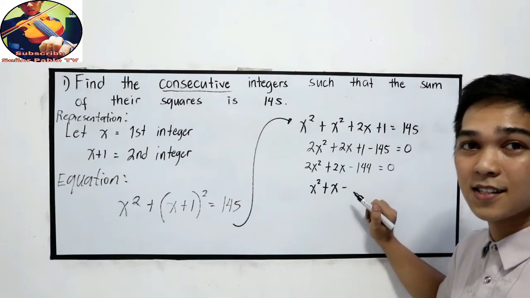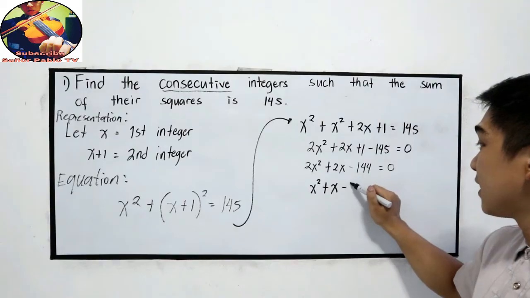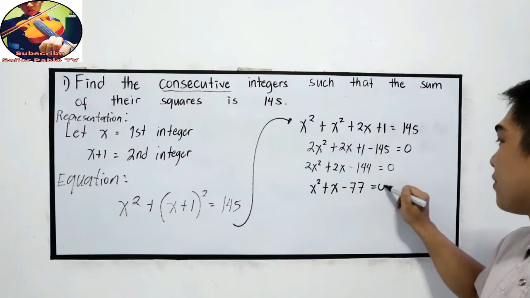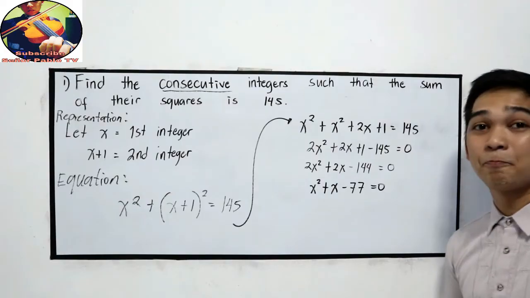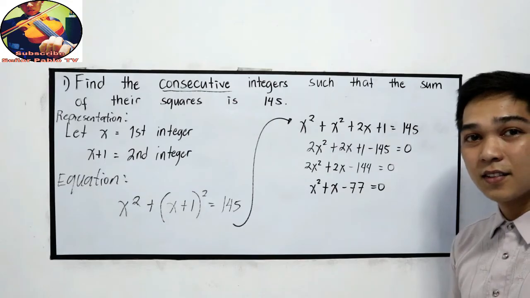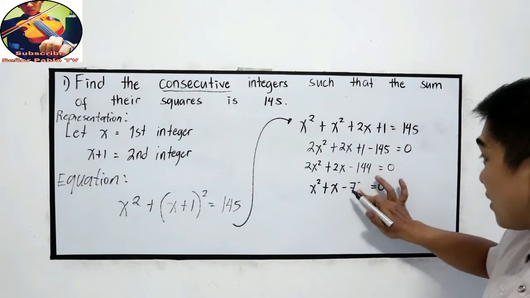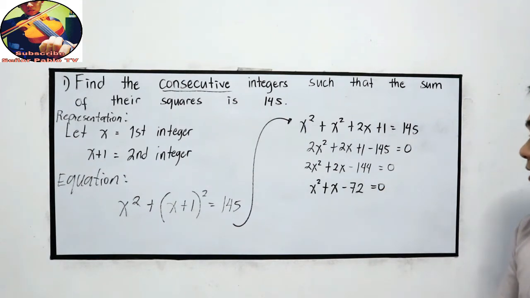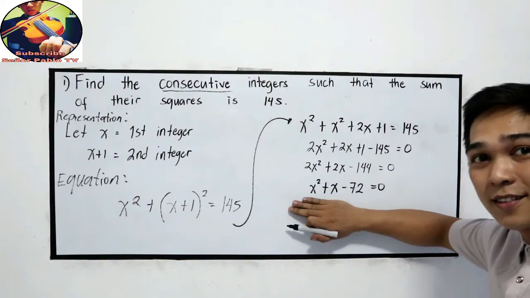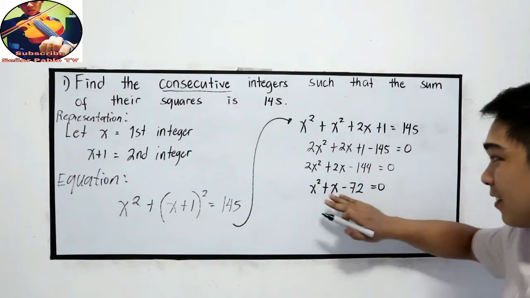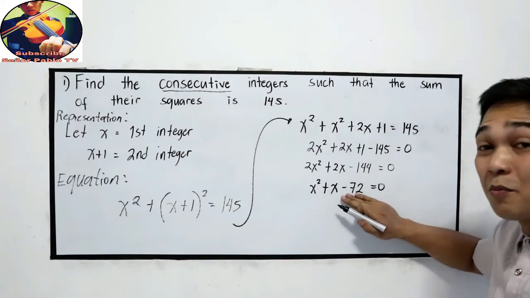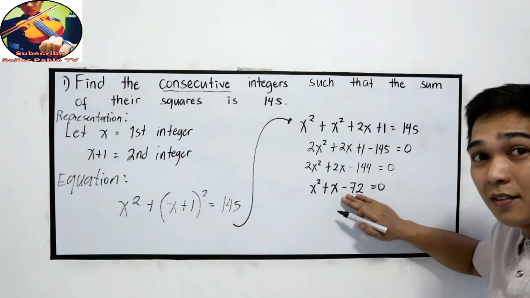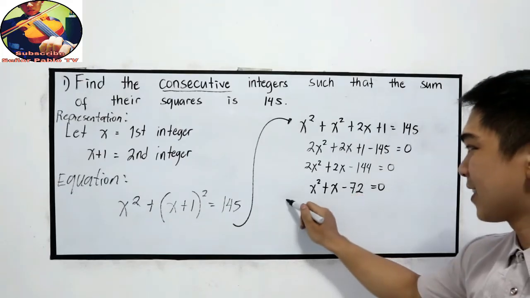That is 72. Is equal to 0. Pwede natin siya i-factor out. May naiisip na ba kayong number na pag pinag-multiply natin ay negative 72 siya? 9 times 7. Okay, 9 times 7.